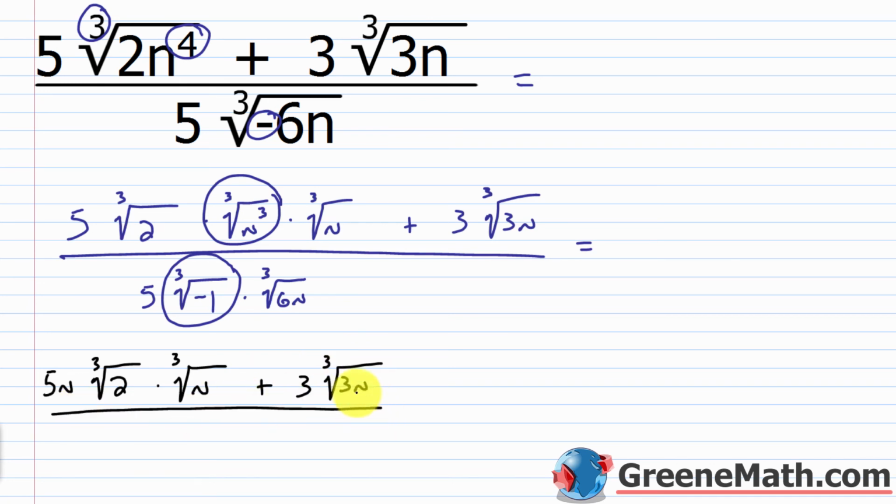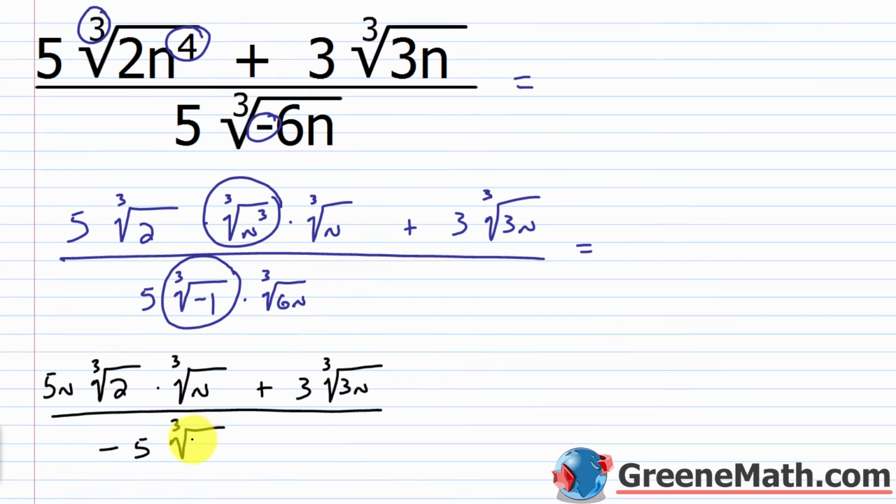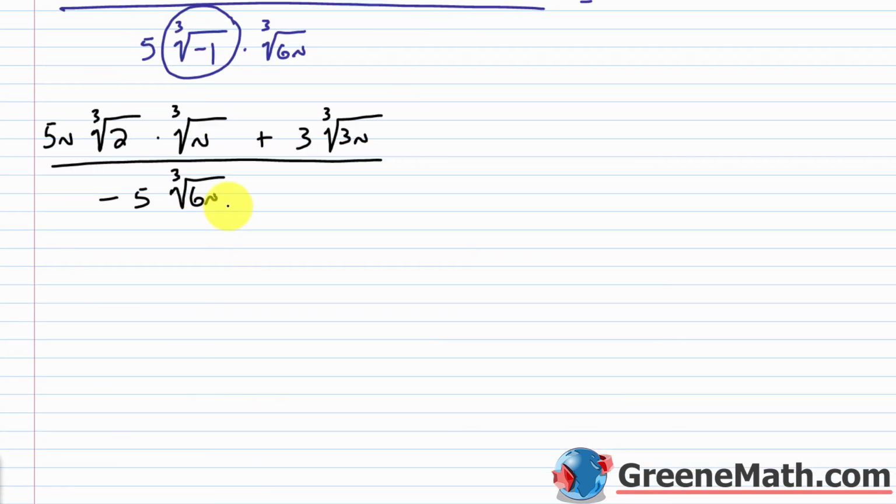And then over, this again can be simplified. The cube root of negative 1 is just negative 1. So I'd put negative 5 out here times the cube root of 6n. Well, down here, again, we don't want this radical in the denominator.